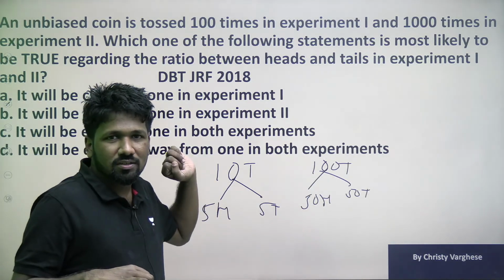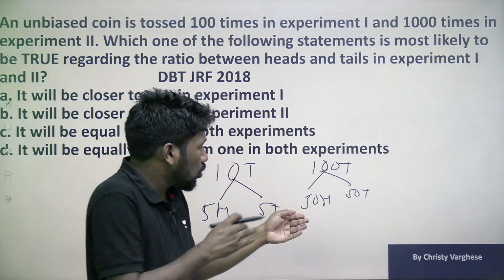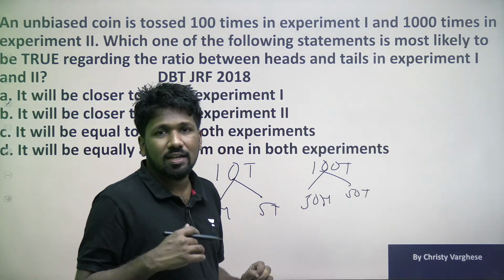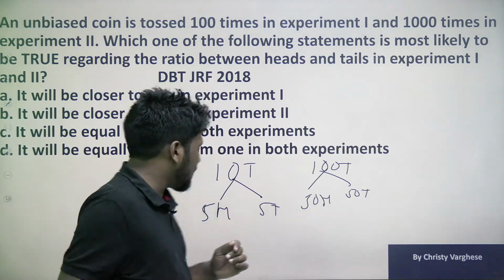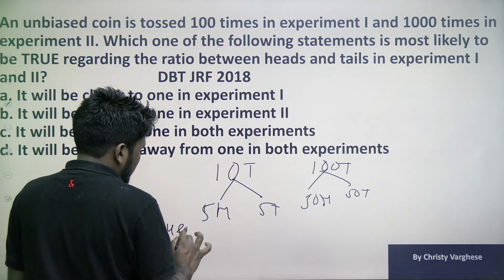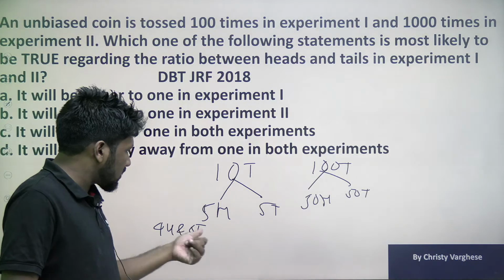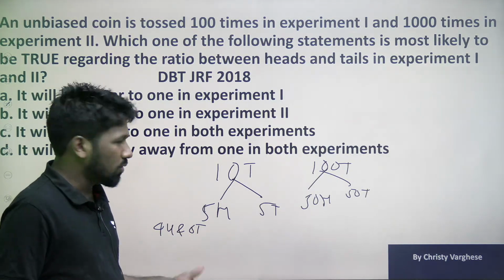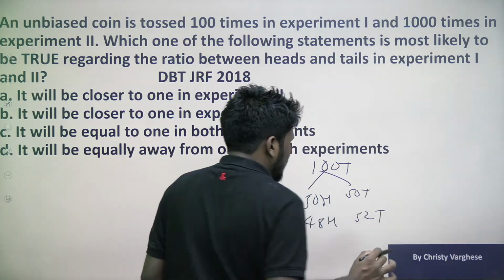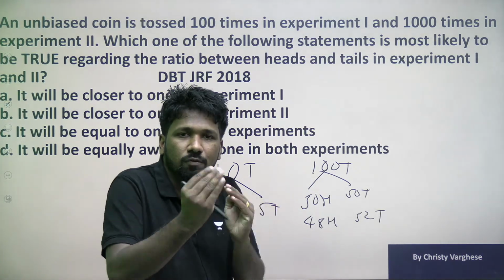That is the logic. Because with more trials, there is a higher chance of getting closer to 50 heads and 50 tails. Here, for example, you may also get 4 heads and 6 tails. That means 4 by 10 and 6 by 10, that is 40%, 60% is the ratio. Here maybe you will get 48 heads and 52 tails. But that is actually 48% and 52%. It is more closer to 50%.